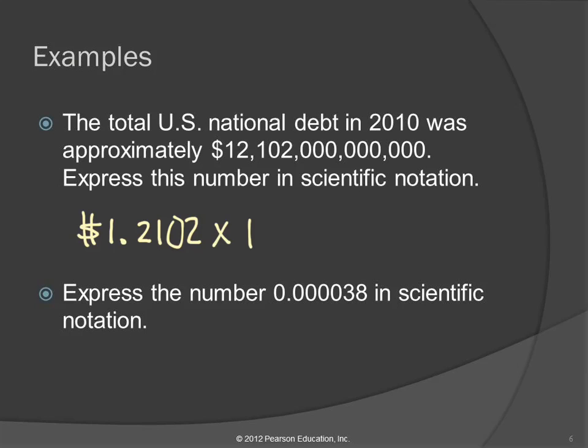1.202 times 10, and then we counted, the decimal point was originally here. We counted 3, 6, 9, 12, 13, and so it's an exponent 13.